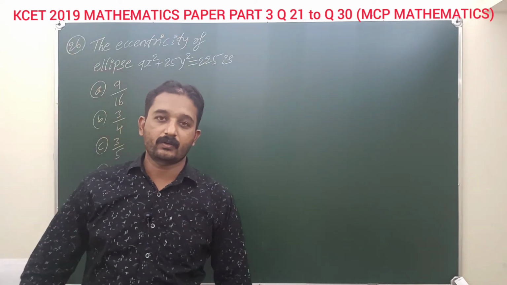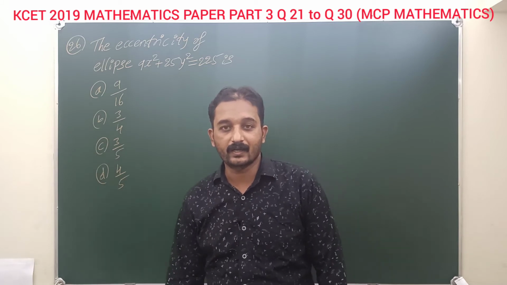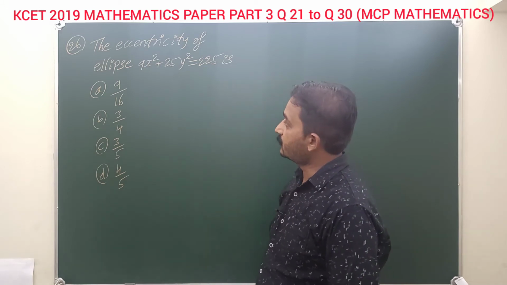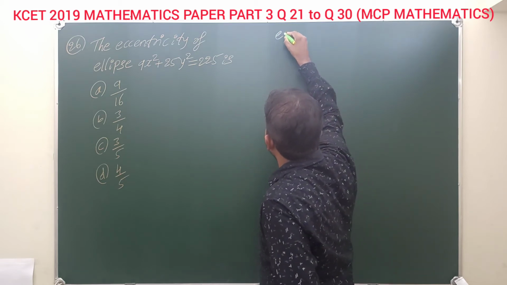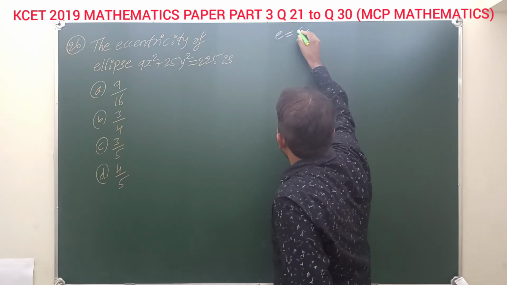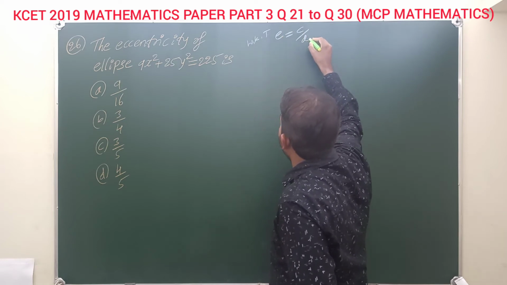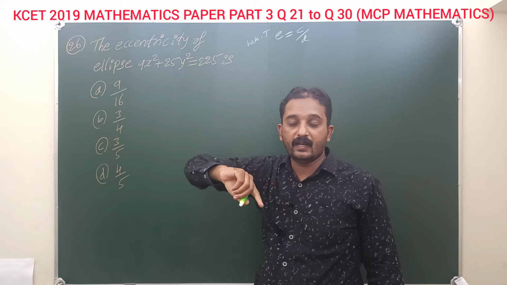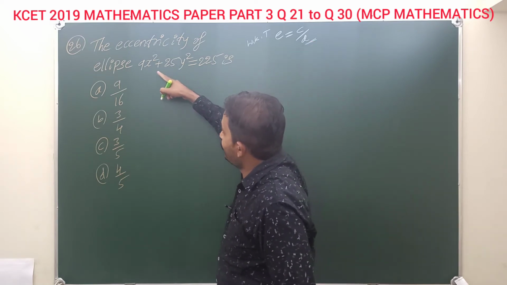Now let us move on to question number 26. This question is based on the chapter conic section, particularly ellipse. Let us see the question. We have to find the eccentricity. Eccentricity means e is equal to c by a, so we require c and a. First we find c and a, and then simplify this to get the required answer.